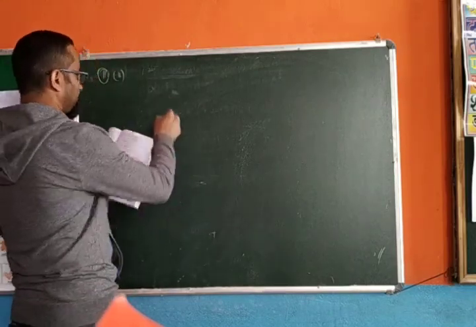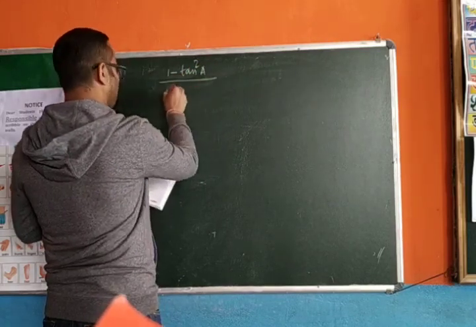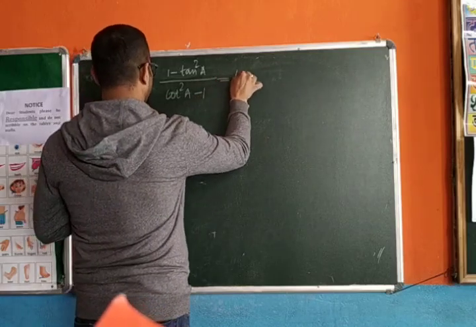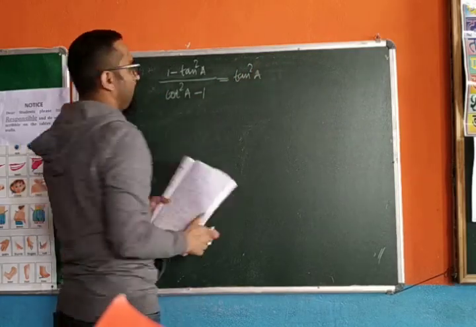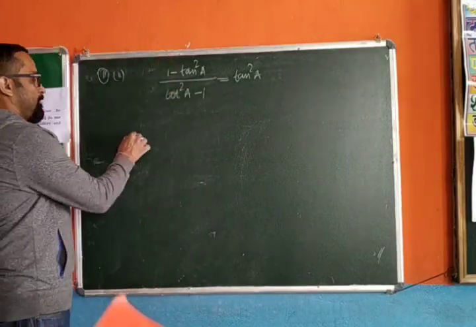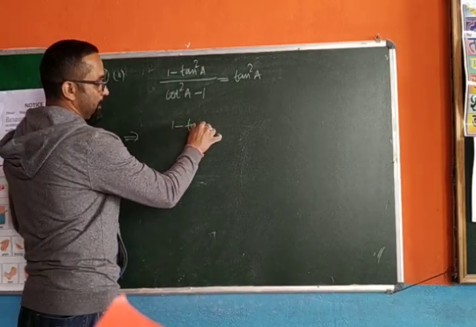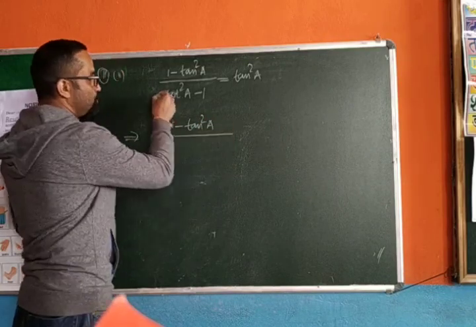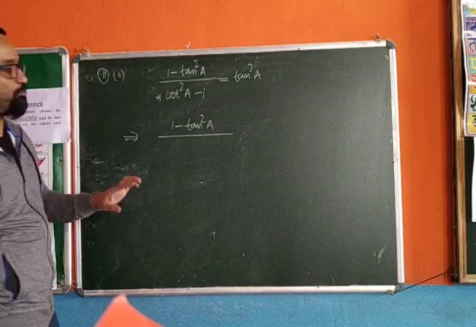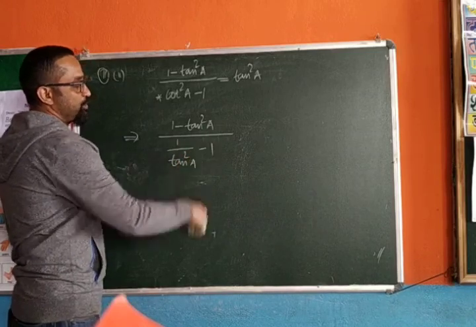You have 1 minus tan square A divided by cot square A minus 1. You have to prove it as tan square A. It's a simple exercise, a simple sum. The numerator you write without changing: 1 minus tan square A. Use the reciprocal formula here. Cot can be written as 1 upon tan. Tan square A minus 1.